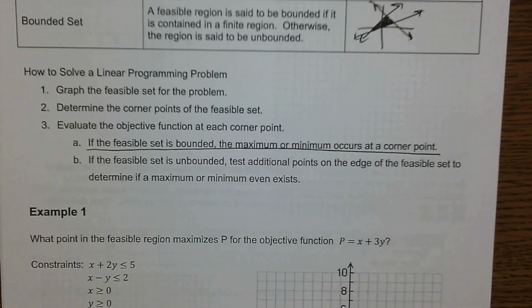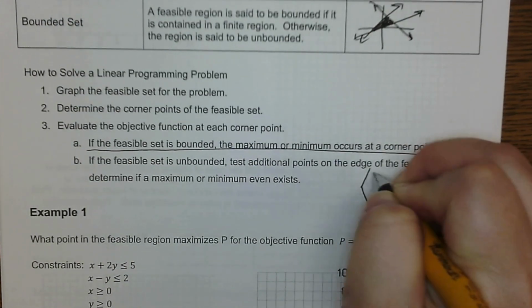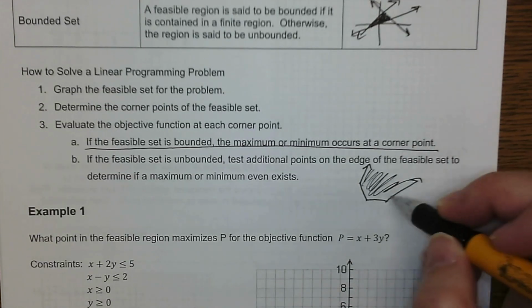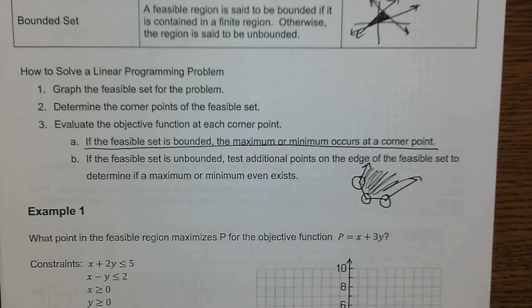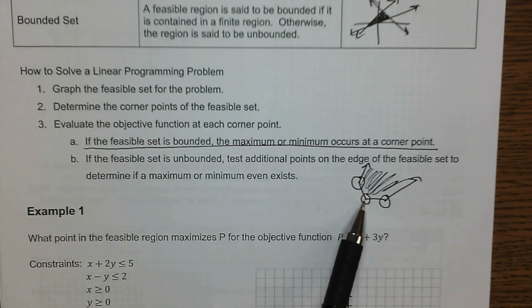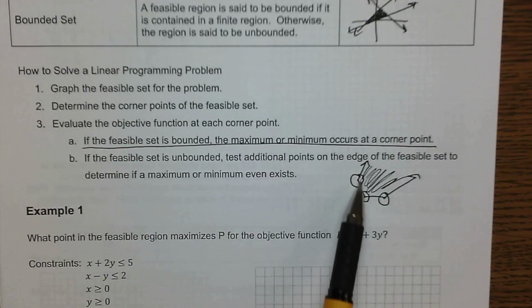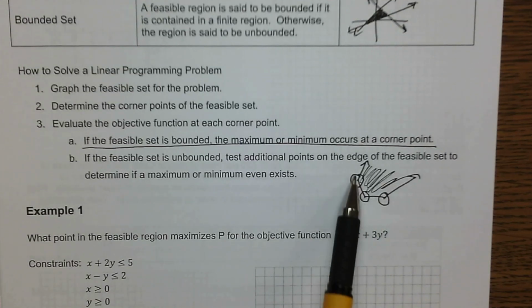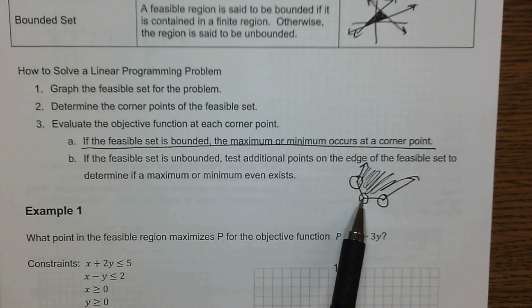So if your bounded region, let's say it looks like this, unbounded region looks like this. It has 3 corner points. You will plug in and test all 3 corner points. If this one, let's say we're looking for our minimum. If this number right here is the smallest number and it is trapped between 2 bigger values in the objective function, then you have in fact found the minimum.